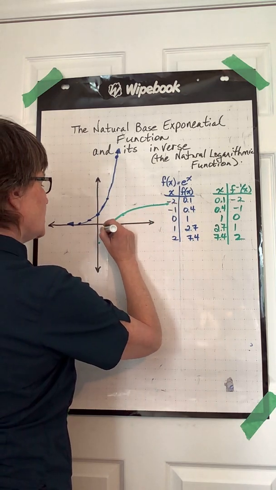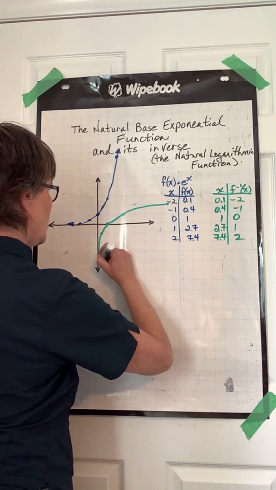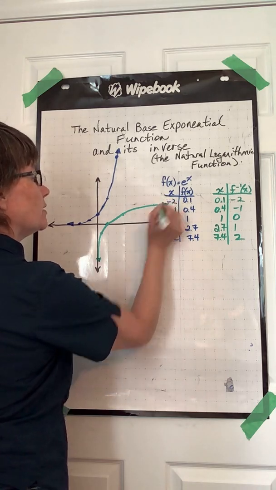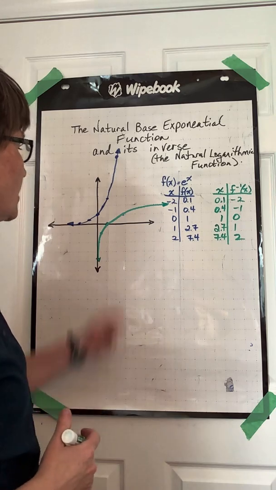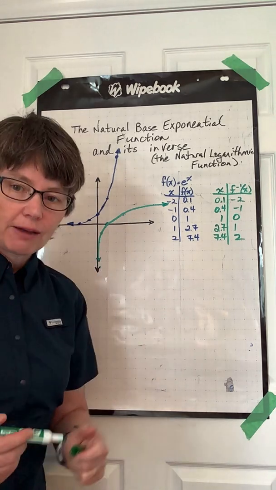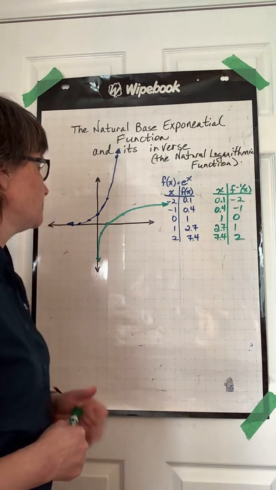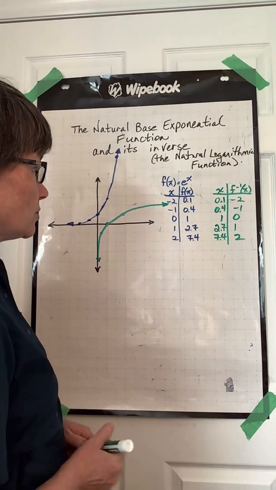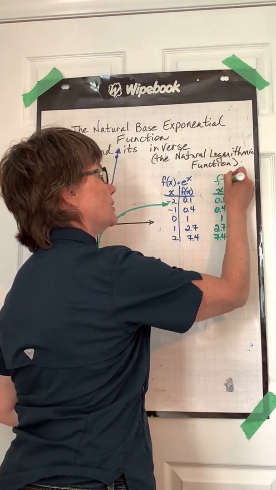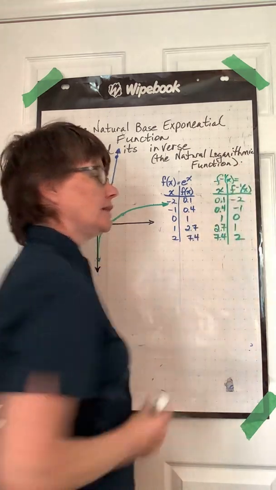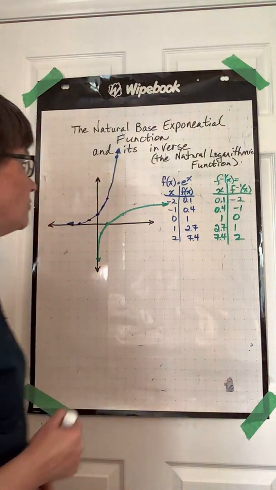I'll try to draw a nice smooth curve on there. And notice I've put arrows on both ends of both the blue exponential graph and its inverse, the green graph, because I did not restrict any domains. All right, so this is what that graph would look like. Okay, so graphically, we can see what it looks like. Now let's figure out what is the equation of that.